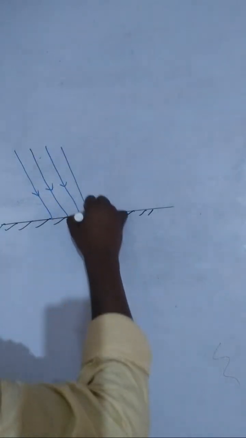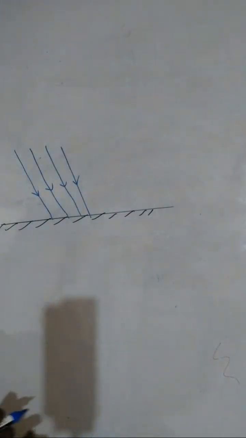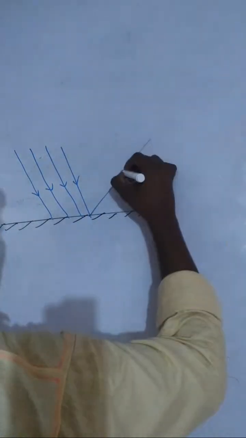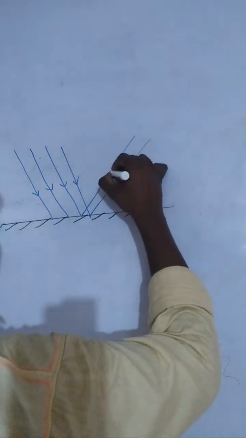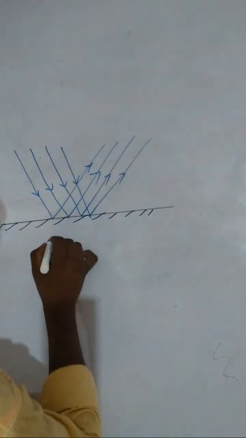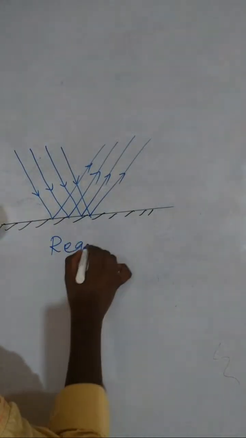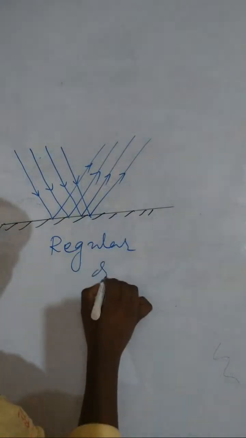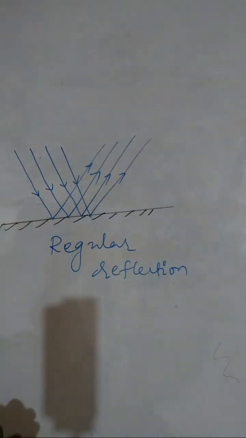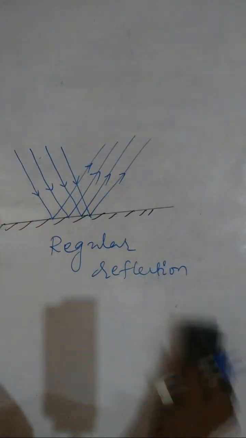All the lines are parallel to each other. If the incident beam is parallel, then the reflected beam is also parallel. This type of reflection is called regular reflection. Clear?